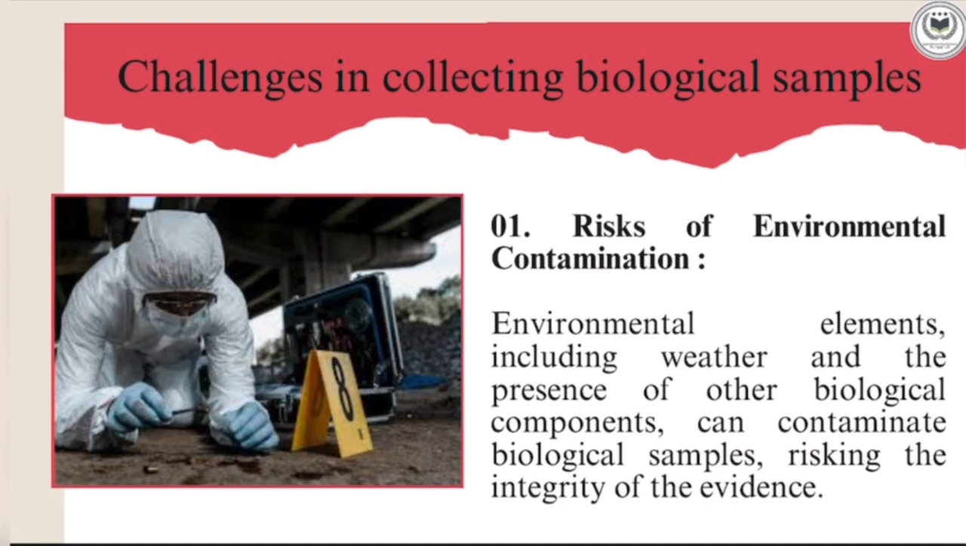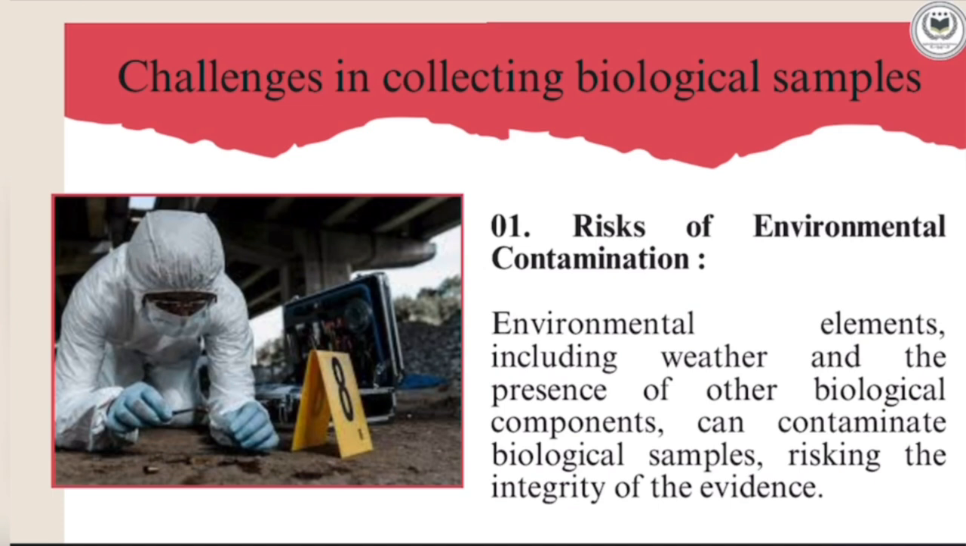Sources of contamination. Biological samples can be contaminated by various environmental factors, including dust, microbes, and chemicals present in the surroundings. For example, if a blood sample is collected in an area with high levels of pollutants or biological material from other sources, it may lead to inaccurate test results. Handling procedures. Improper handling during collection can also introduce contaminants. For instance, if collectors do not use sterile equipment or gloves, they risk transferring bacteria or other substance into the sample.